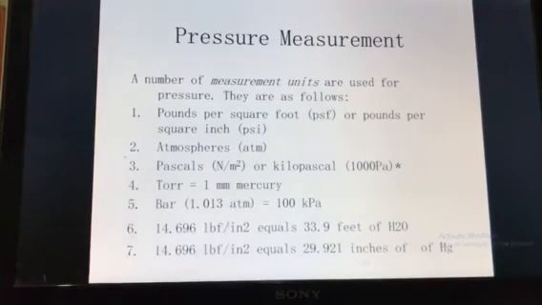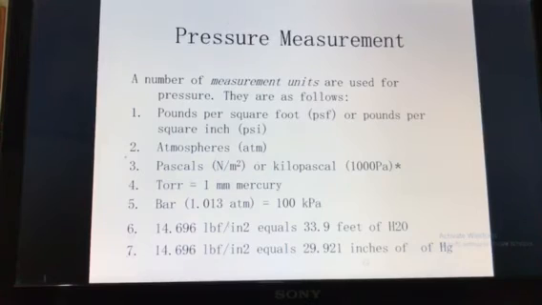Now the pressure measurement units. A number of measurement units are used for pressure. These are as follows. First one is pounds per square foot, PSF, or pounds per square inch, PSI. This is the general unit which is used to measure the tire pressure. Next one is atmosphere, meaning 1 atmosphere. Third one is Pascal. 1 atmosphere is nothing but 1.01325 times 10 raised to power 5 pascals. Next one is Pascal, newtons per meter square or kilopascal. Then fourth one is torr. Torr is nothing but 1 mm of Hg. Then next one is bar. Bar is nothing but 100 kilopascals.